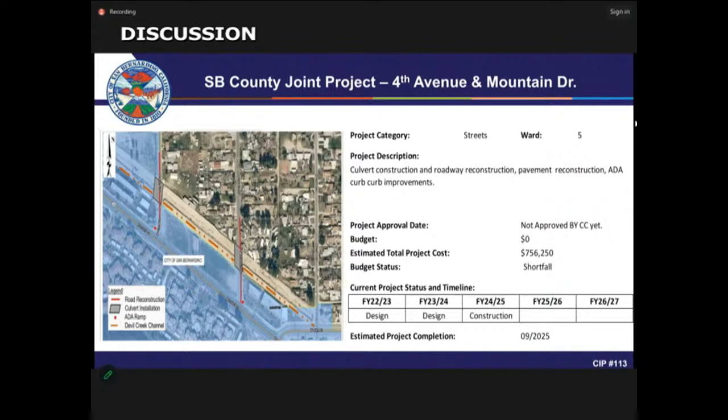and curb improvement. The total project estimated cost is $756,000, and again, we don't have a budget for it. Similarly, we're proposing to use the SB1 fund and gas tax to pay for this project. Currently, the project is about 65% design completion, and the estimated project completion date is September 2025.